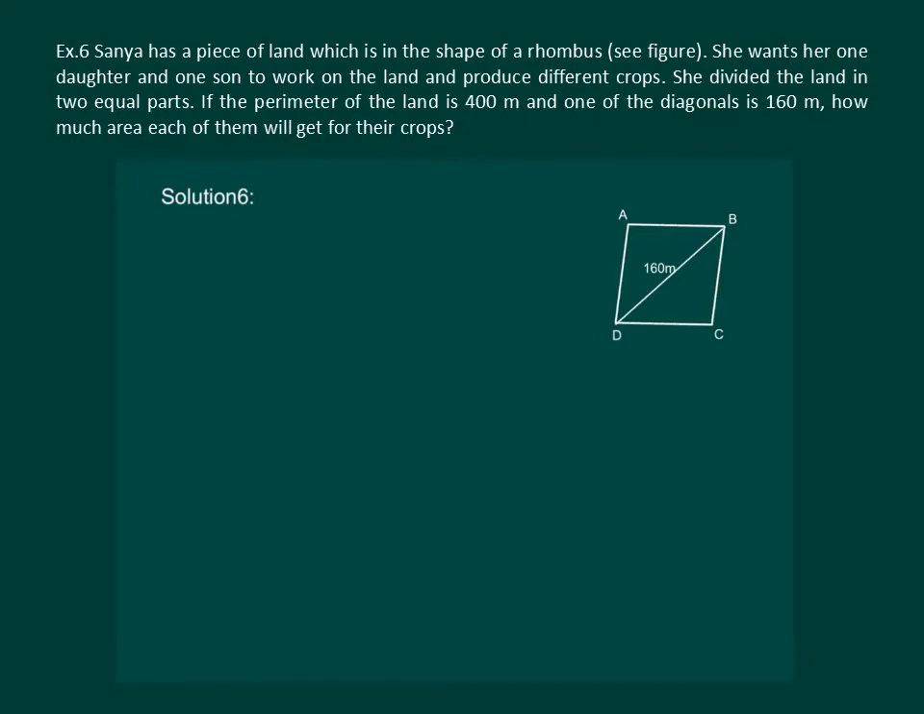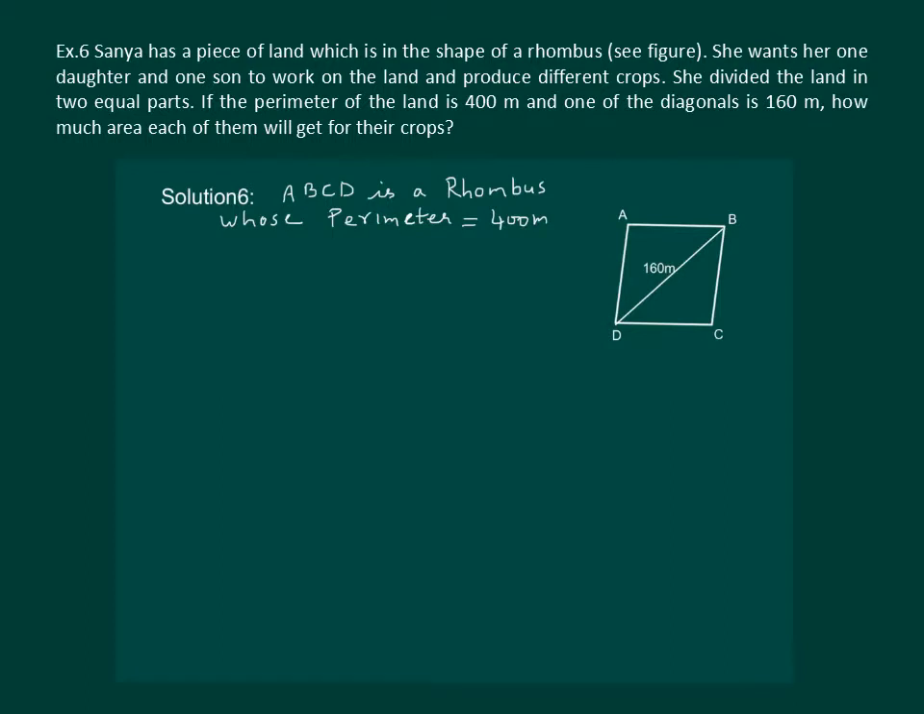Let us read the question. Sanya has a piece of land which is in shape of rhombus. She wants her daughter and one son to work on land and produce different crops. She divided the land in 2 equal parts. If the perimeter of the land is 400 meters, one of the diagonals is 160 meters, how much area each of them will get for their crops?